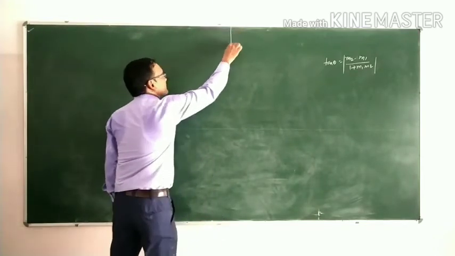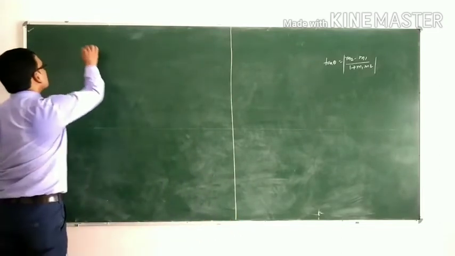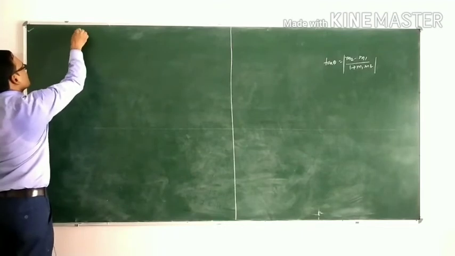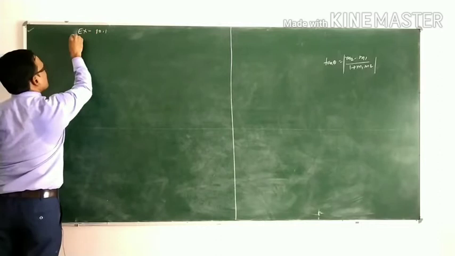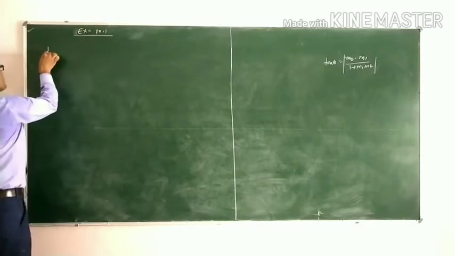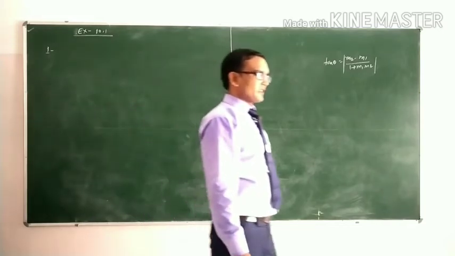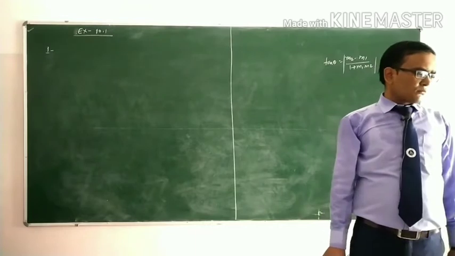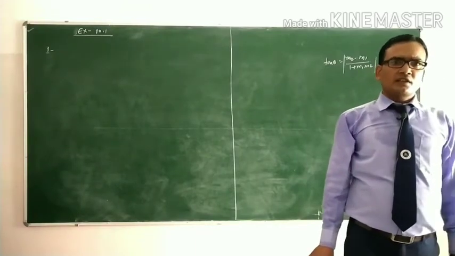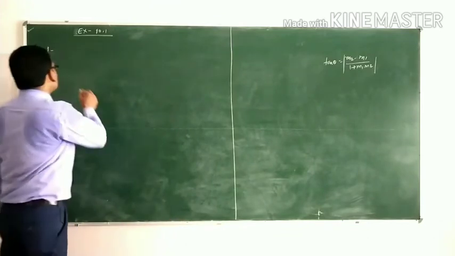how to solve the exercise questions of exercise 10.1. First question is, we solve the first question of exercise 10.1. What is the first question? Draw a quadrilateral in a Cartesian plane.